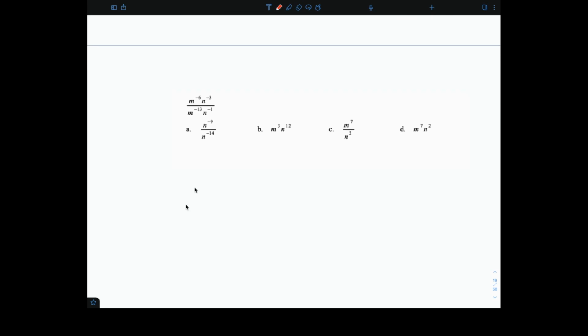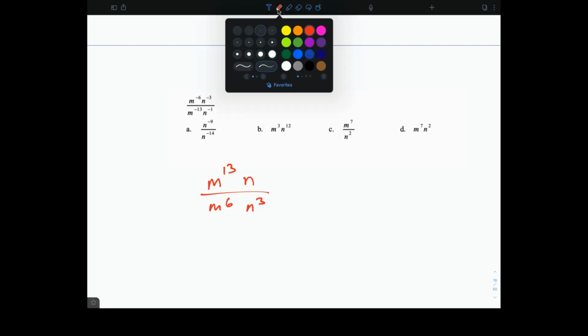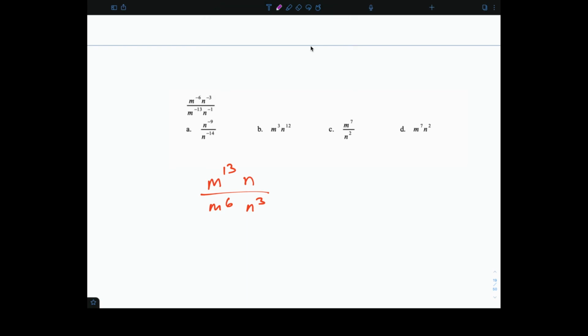All right, so here we got a lot of negativity. We know negativity just means it switches its position, so I'm going to start off by doing that. I'm going to rewrite this as m to the 13th n over m to the 6th n cubed, and all I did was get rid of the negative exponents. This doesn't have to be your first move. It's my first move because I don't like dealing with negatives.